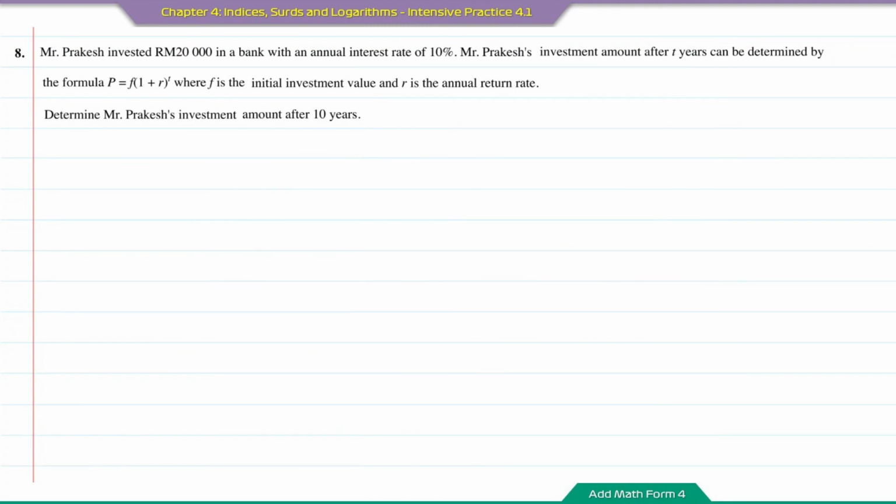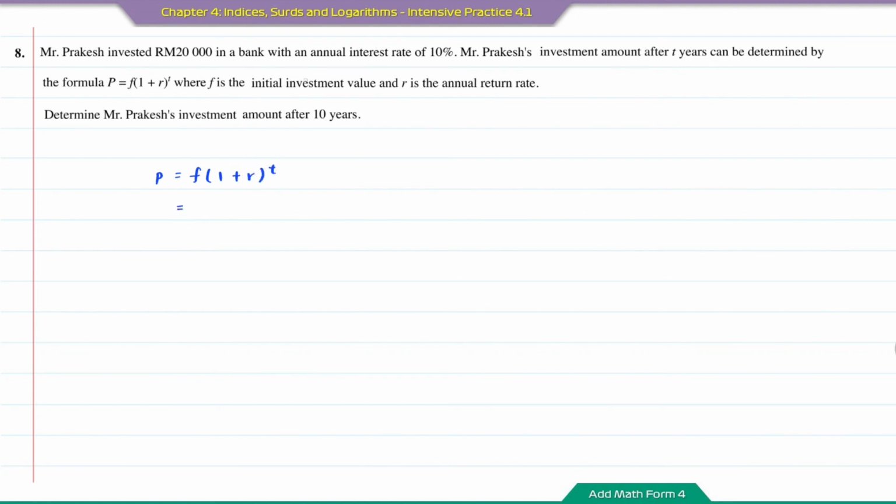Number 8. Mr. Prakash invested RM20,000 in the bank with an annual interest rate of 10%. Mr. Prakash's investment amount after 3 years can be determined by the formula P equal to F bracket 1 plus R to the power of T, where F is the initial investment value and R is the annual return rate. Determine Mr. Prakash's investment after 10 years. So we're going to use this formula to help us find the amount of investment.